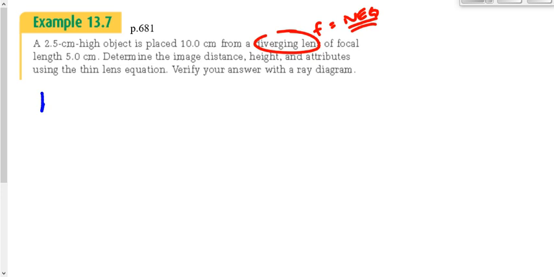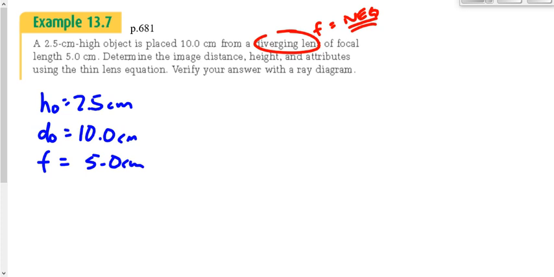This is going to be HO, 2.5 centimeters. By the way, I can use centimeters here because the units end up canceling. HO is 2.5. I'm going to say DO is 10. And I'm going to say F is what, 5.0? Is that right? Negative 5.0, because it's a diverging lens. Therefore, the rays don't really go through the focal point. They virtually go through the focal point. They diverge away from the focal point.